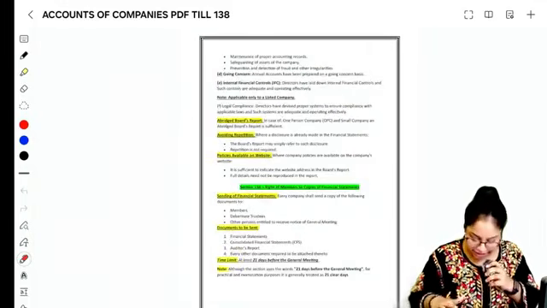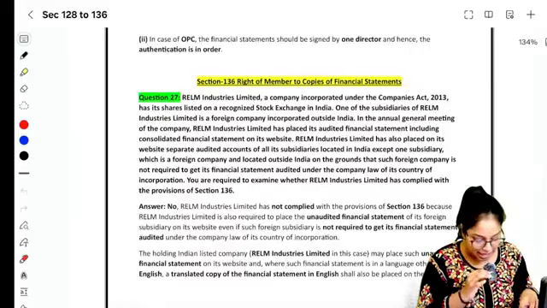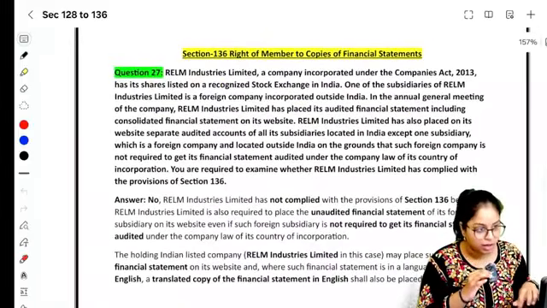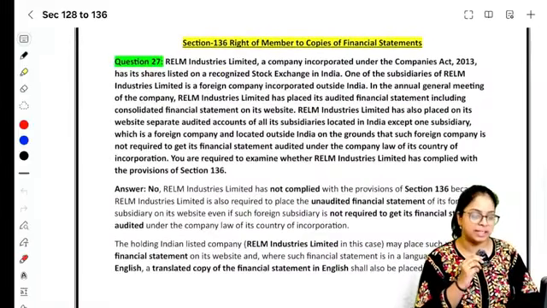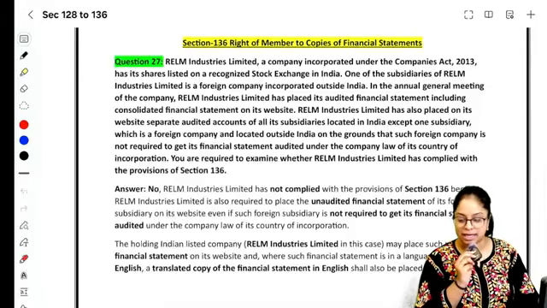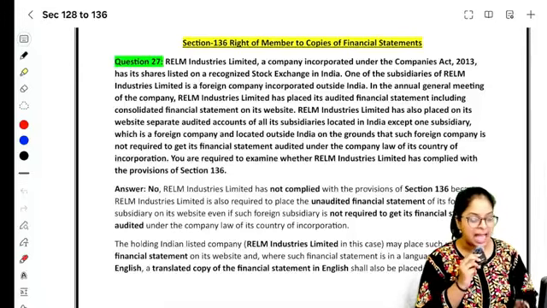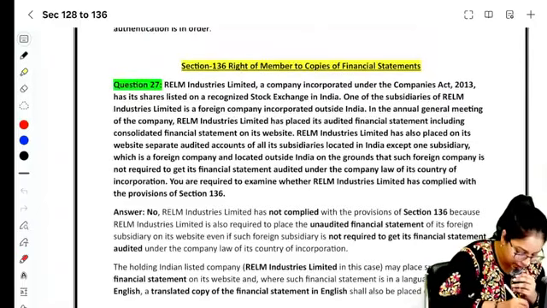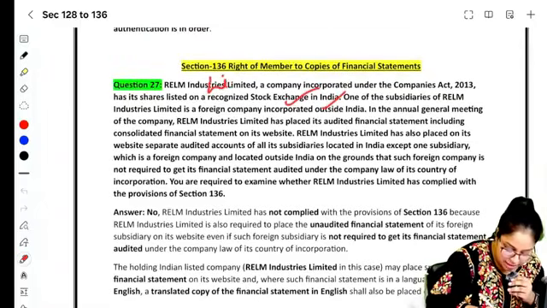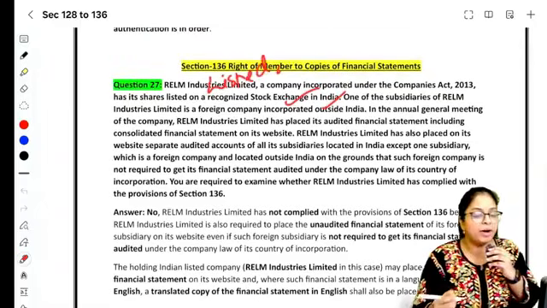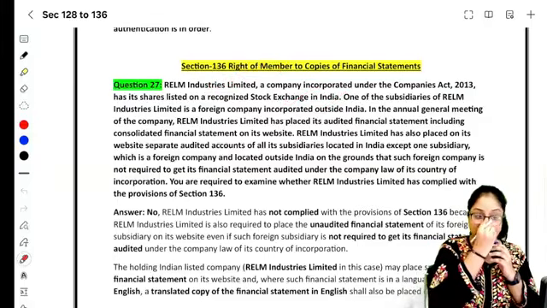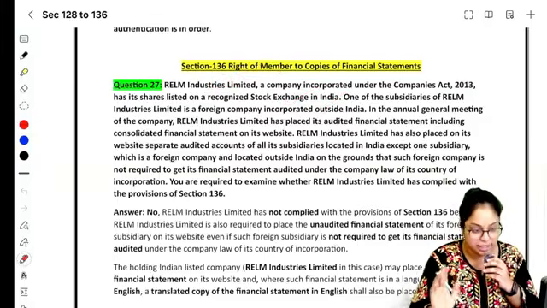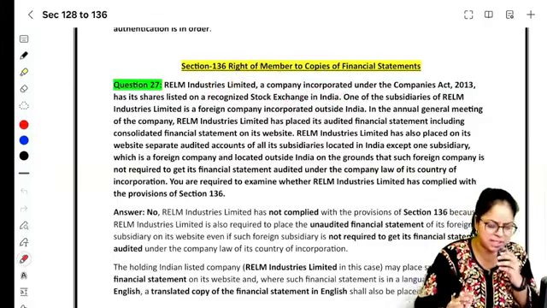இதுல ஒரே ஒரு question தான் கேட்டிருக்காங்க in the previous year. Let's quickly look at that question so that we get a clarity. RELM Industries Limited, a company incorporated under the Companies Act 2013, has its shares listed on a recognized stock exchange in India. So that means it is a listed company. One of the subsidiaries of RELM Industries is a foreign company incorporated outside India. அவங்களுக்கு ஒரு foreign subsidiary இருக்கான்.